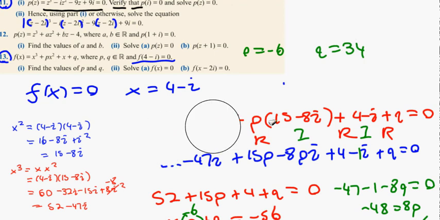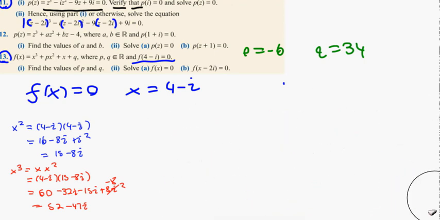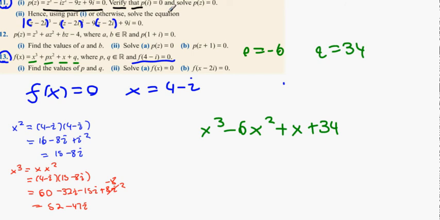So what we now have to do is solve this full equation. Now luckily for us, all these equations have real numbers, right? So what we're going to have is x cubed minus 6x squared, because px squared, plus x plus 34. And what we know is because they're real coefficients, we can now use the conjugate. So the conjugate is 4 plus i. Then we can make a quadratic equation out.